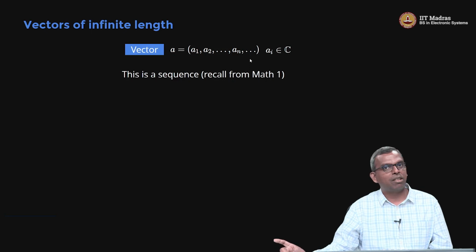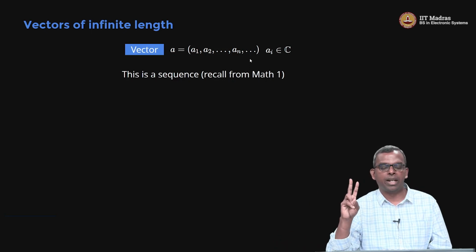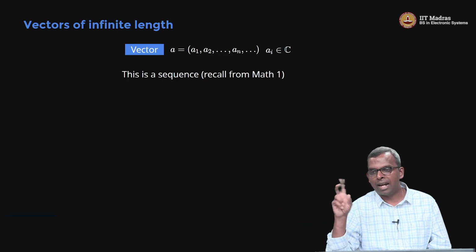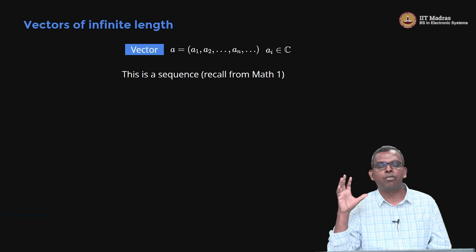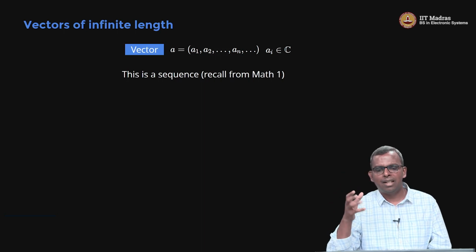Now, what do you do with a vector? There are two important operations for any vector, right? You should be able to add two vectors and get another vector. You should be able to scale a vector and get another vector. Those are the two fundamental operations in a vector space, right? If you can do that with vectors, then that's okay.